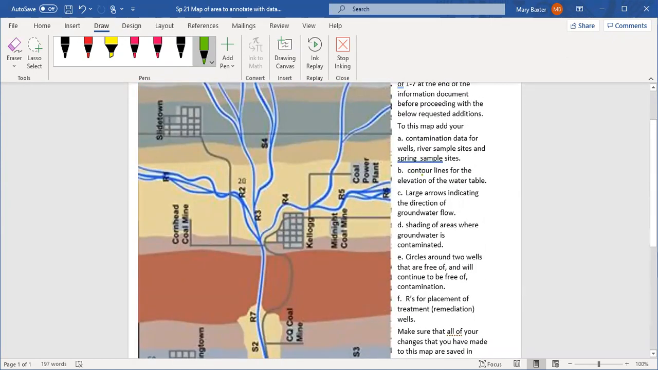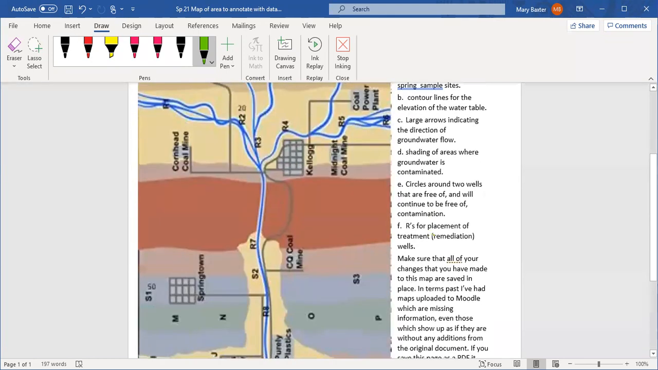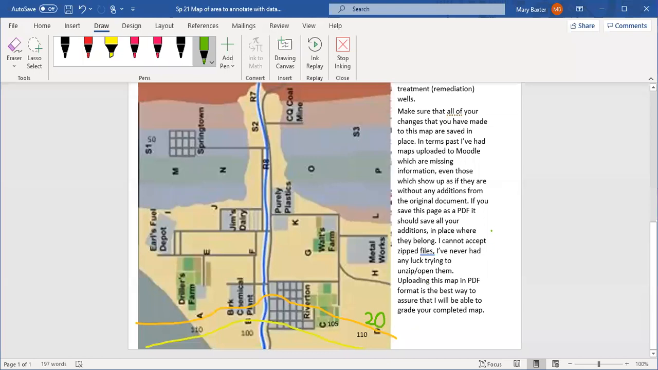We already did B, the contour lines. Large arrows indicating the direction of groundwater flow. Well, groundwater has a tendency to flow perpendicular to any kind of contouring that you've done on the water table. So these lines aren't perfectly flat, right? They're not perfectly just straight across. And so you're going to want to probably have one relatively larger arrow on each side of the river.